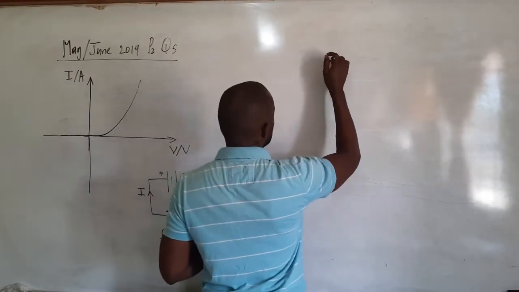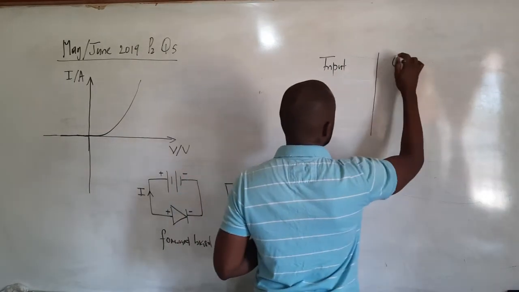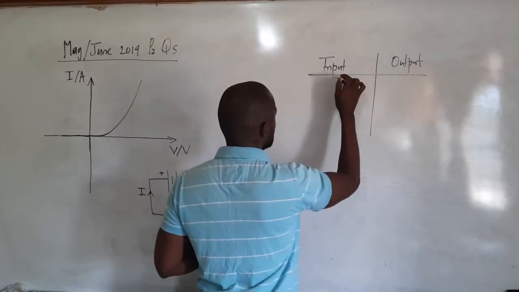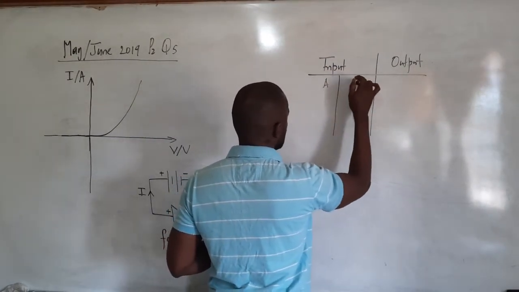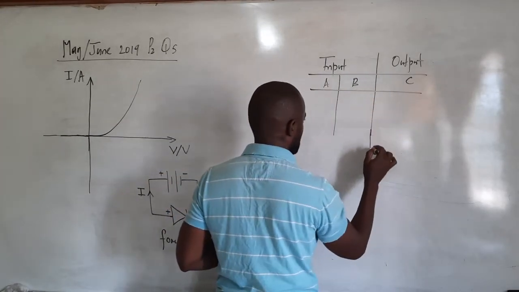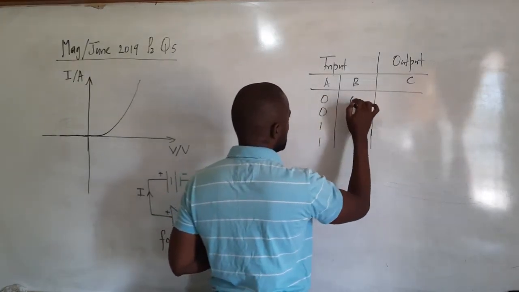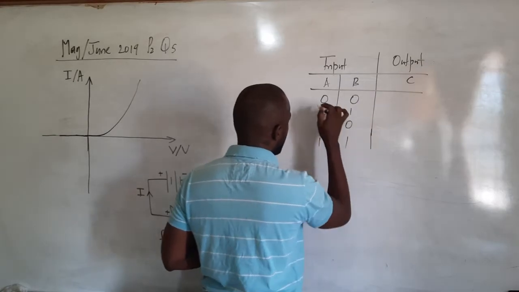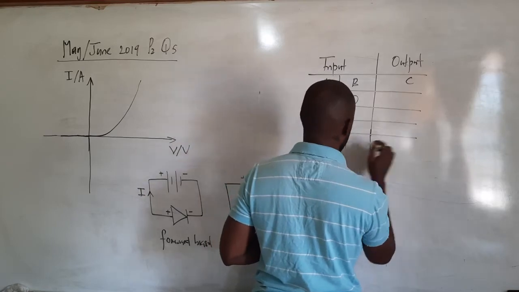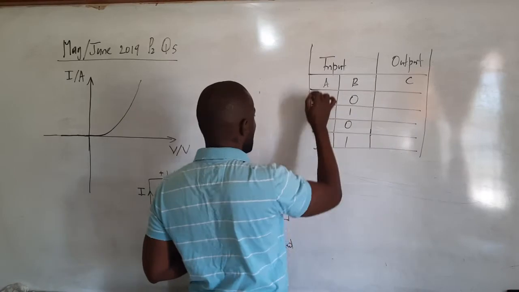So that table shows we have inputs and we have outputs. We have two inputs, A, B, and we have the output C. So 0, 0, 1, 1, 0, 1, 0, 1. Right? So that is a table that we're given and we're expected to complete it for a NAND gate.